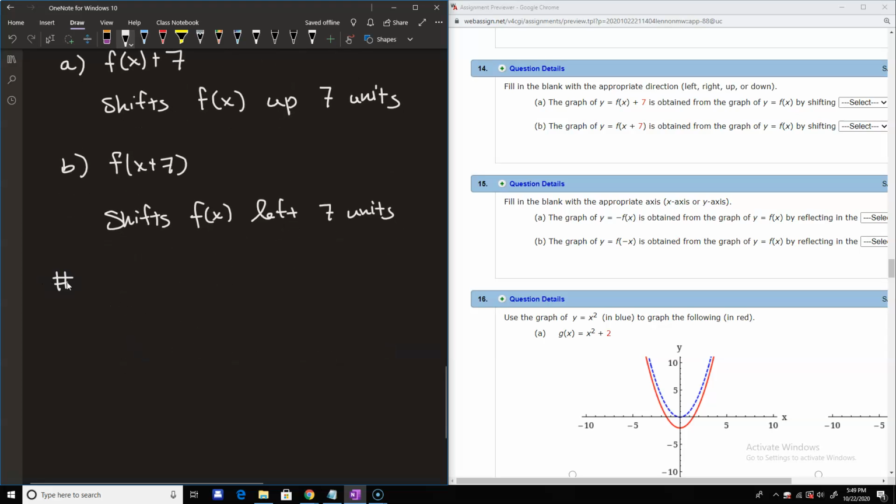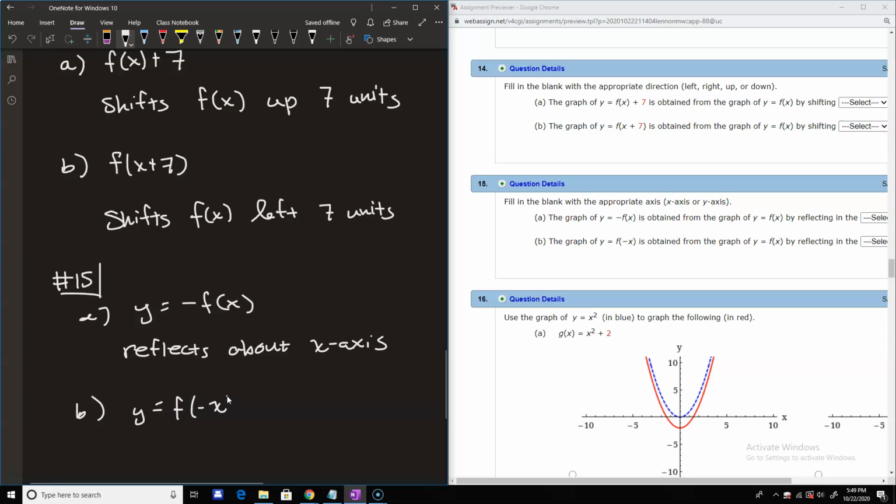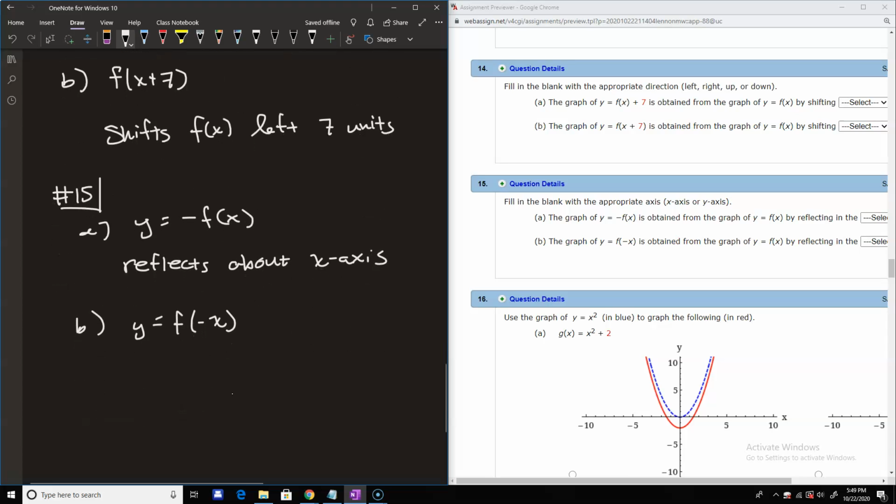And then number 15, if we have y equals minus f of x, this makes all of our y values negative, so this reflects about the x-axis. And then for b, y equals f of minus x. What is this doing? This is changing the inputs for your y values from, if your y value were at 3, now that same y value would be at -3. So that's reflecting about the y-axis. So this reflects about the y-axis.